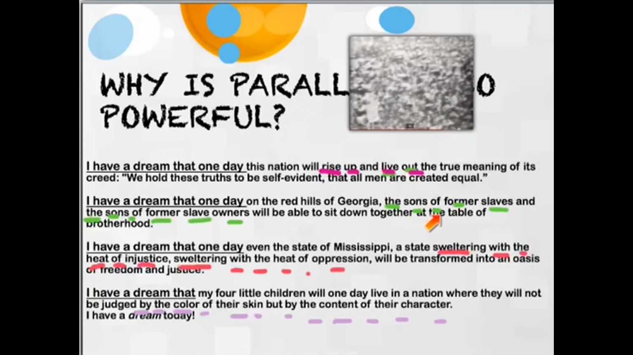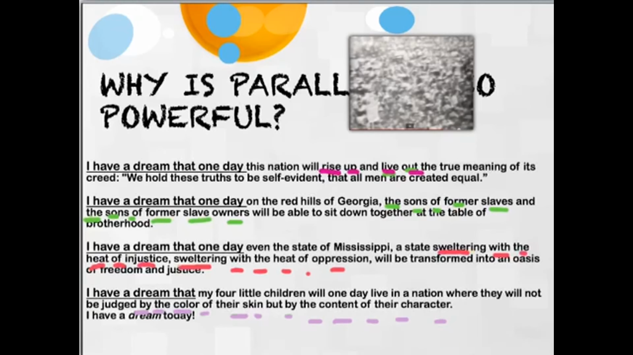The sons of former slaves. The sons of former slave owners. We've also got sweltering with the heat of injustice, sweltering with the heat of oppression. And then one final one that I pointed out as the speech was going: by the color of their skin, by the content of their character.